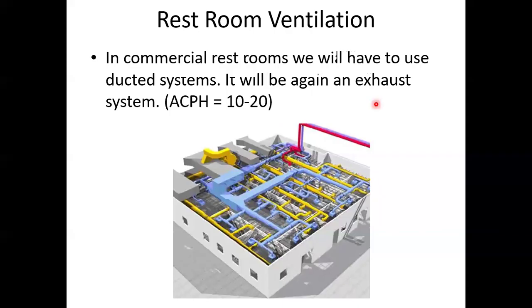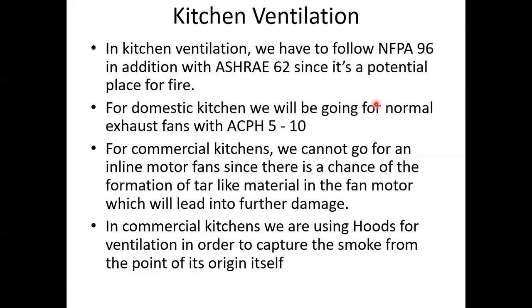Next, it's about the kitchen aspect. While considering the kitchen, especially for a domestic application, that means a household application, once again we will be going with the ACPH method, and the ACPH value that we need to consider is around 5 to 10. But once again, while implementing kitchen ventilation systems, even for a home or a commercial area, we might need to consider the NFPA standard.